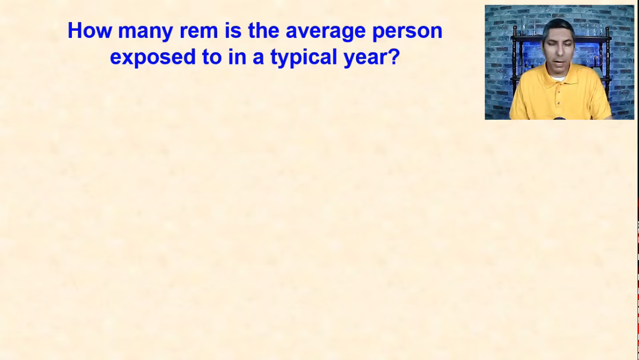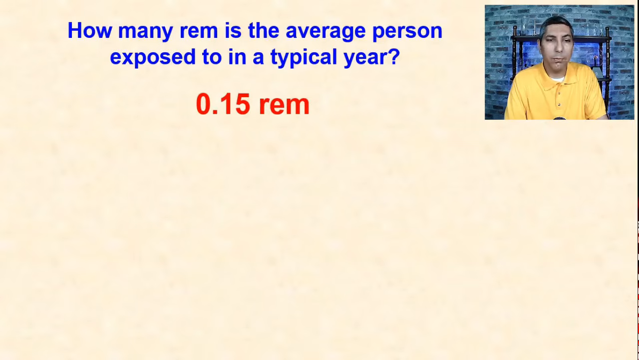Well, as it turns out, you might be surprised that the average person is exposed to somewhere around 0.15 REM over the course of a typical year. Now, this may seem like a very small number. It is, in a way. The fact is that this number may be a little bit higher or a little bit lower depending upon where you live and depending upon your habits and your activities.